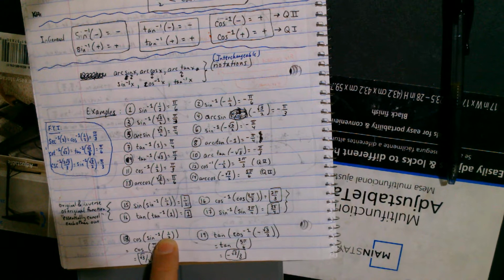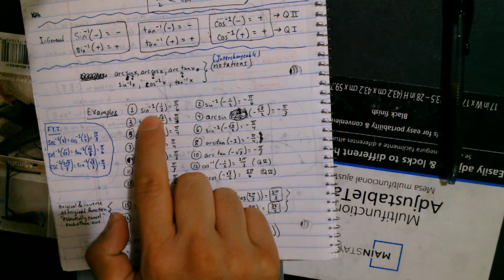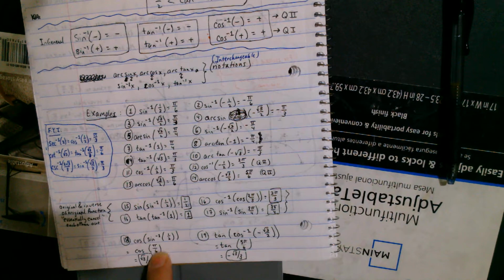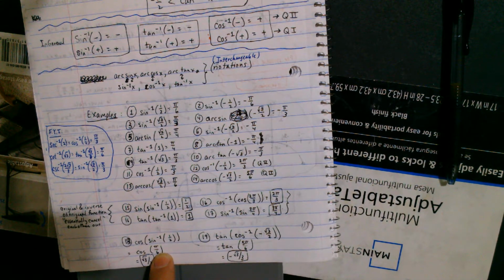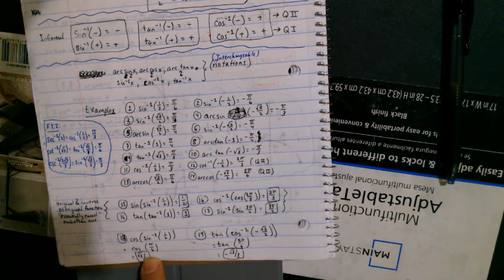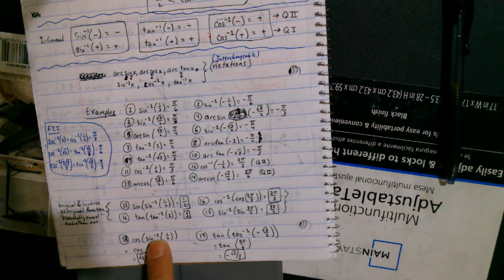Sine inverse of a half. Sine inverse of a half is pi over 6 or 30. So sine inverse of a half is 30, but now we want the cosine of 30. Cosine of 30 is CAH. Adjacent of 30 is the square root of 3 and the hypotenuse is 2. So the square root of 3 over 2 is the answer to this problem.